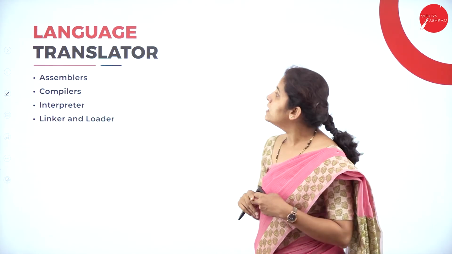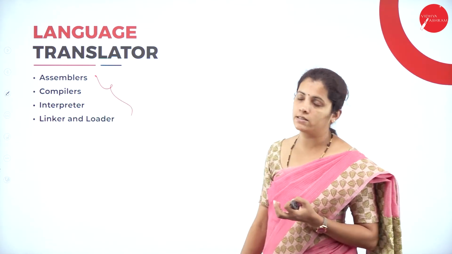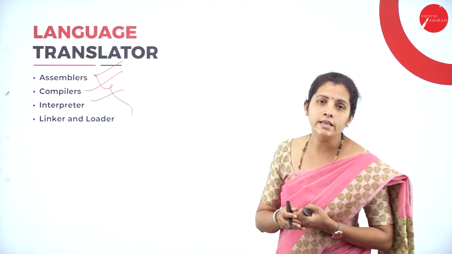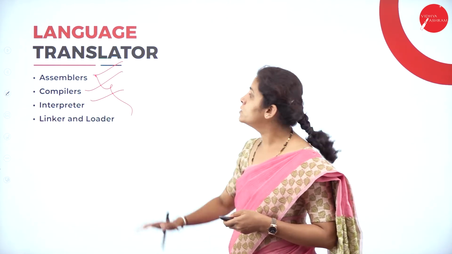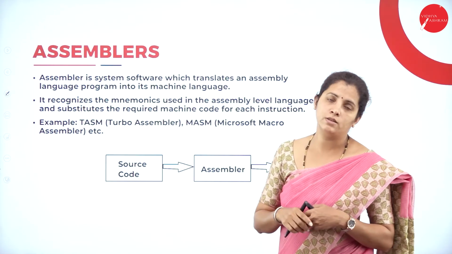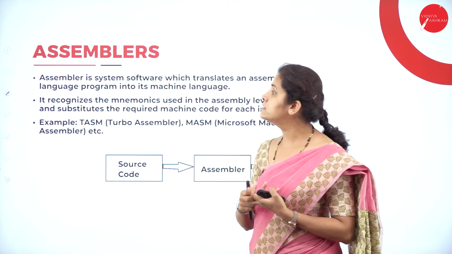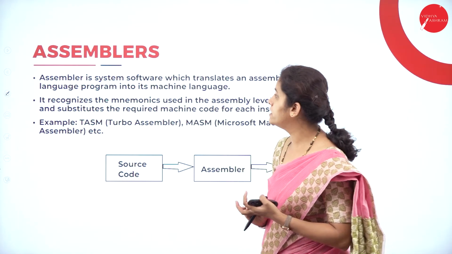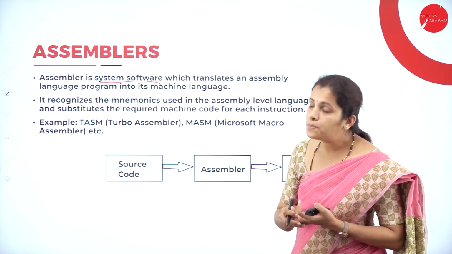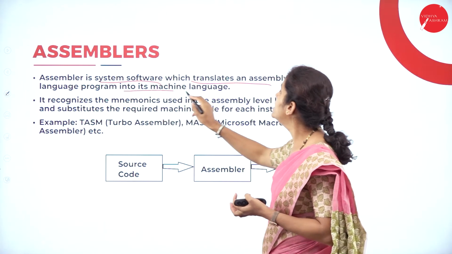Moving further, in language translators, we are going to get different types of language translators, that is assembler, then compiler, then interpreter, then linker, and then loader. So these are the different types of language translator. Moving further, assembler. So what is an assembler? The assembler is a system software. So here assembler is a system software which is responsible for translating an assembly level program into its machine language.